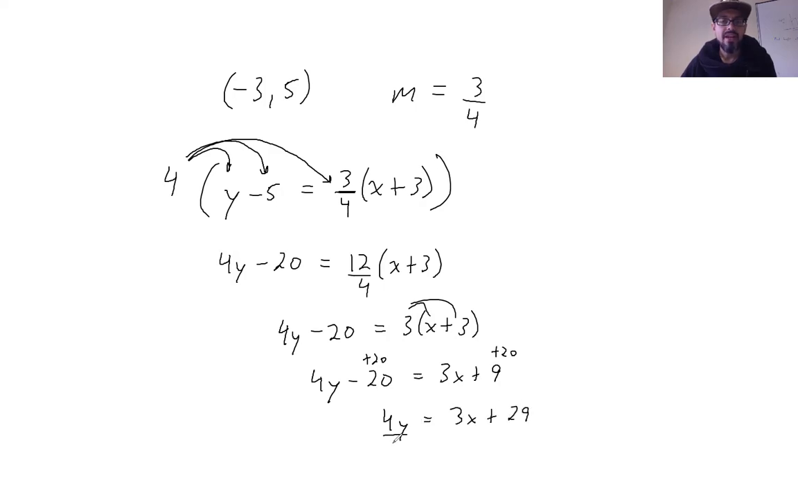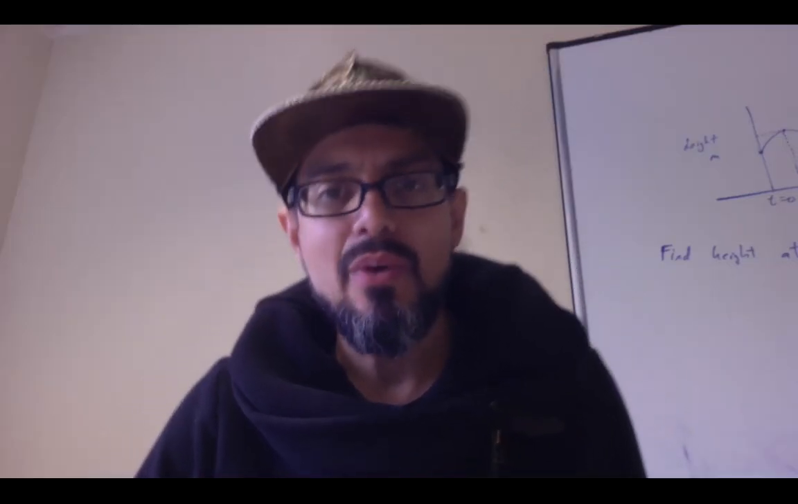And lastly, divide everything by 4. Giving us the equation y is equal to 3 over 4 x plus 29 over 4, and that's now in y equals mx plus b form. All right, so we are done. Hopefully, you have a better understanding of the point slope form of a line.